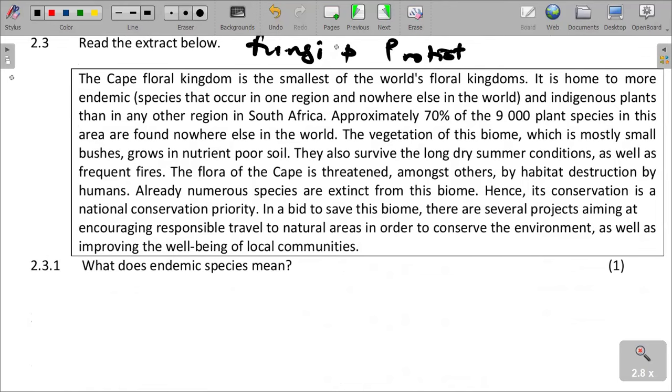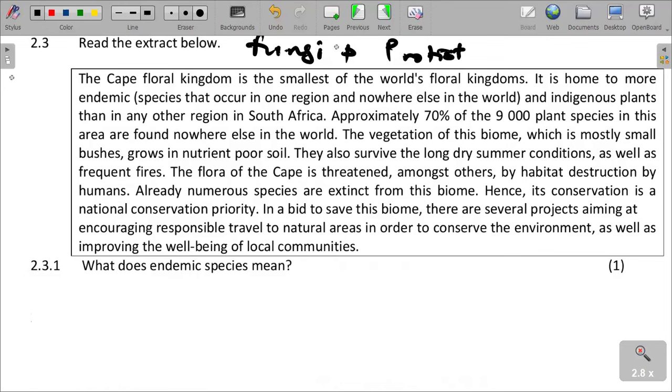And then read the extract. Cape Floral Kingdom is the smallest of the world's floral kingdoms. It is the home of more endemic and indigenous plants than any other region in South Africa. Approximately 70% of the 9,000 plant species in this area are found nowhere else in the world. The vegetation in this biome is mostly small bushes that grow in nutrient poor soils. They also survive the long dry summer conditions as well as frequent fires.